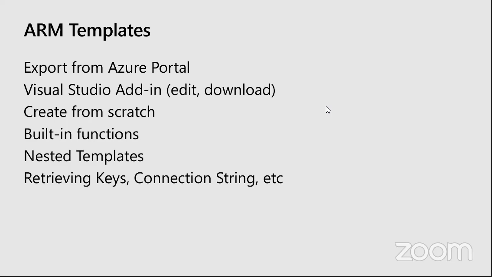In my examples, I've actually used the nested templates a little bit, because basically when I want to add secrets to Key Vault in a subsequent ARM template that I'm running, I use the nested template to go get back to my Key Vault to be able to do that. And again, the built-in functions help with retrieving the keys and the connection strings and building the connection strings and things like that. So again, I put most of that stuff in Key Vault, and then I can reference it from wherever I need to.